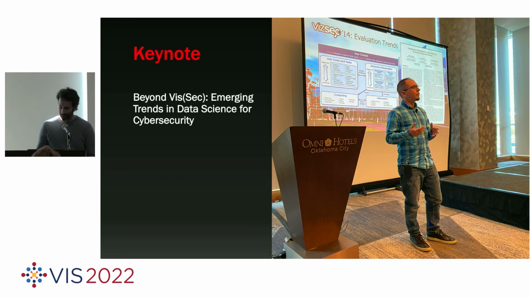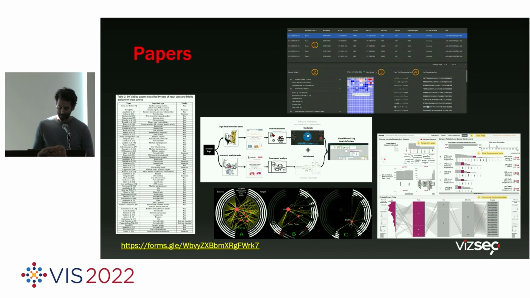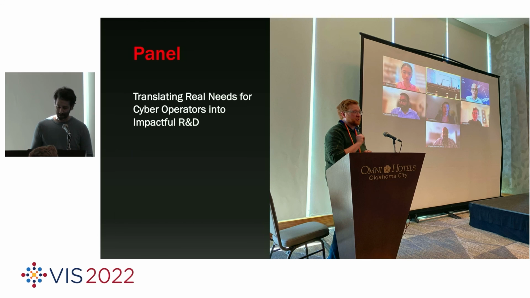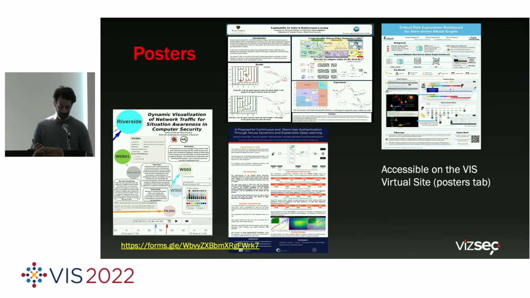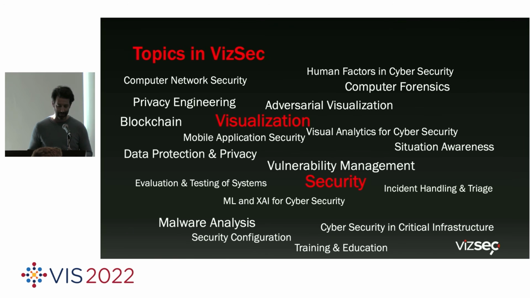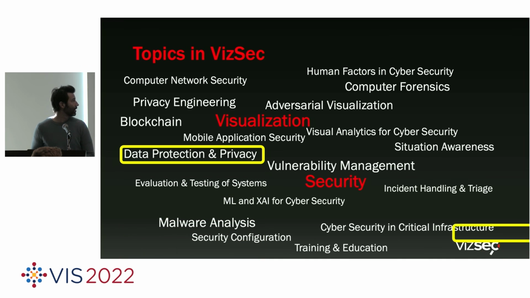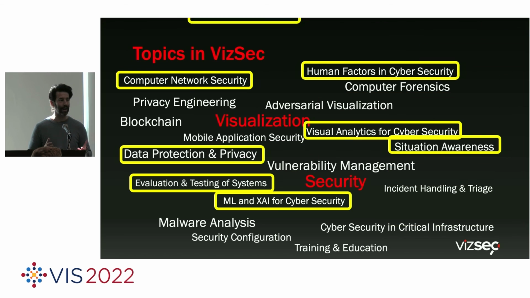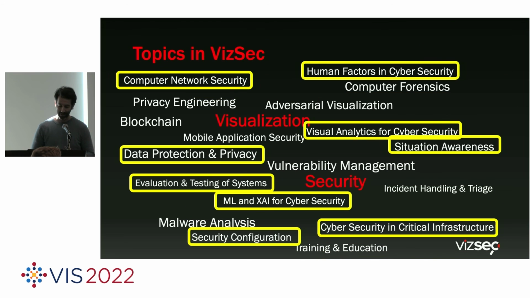Okay, so just a quick review, right? We had a nice keynote with Jordan this morning, our 5 papers, the panel that we just finished, and posters. So we had a pretty nice program this year. And if you think back, I showed this slide in the opening. We talked about the different topics that are available in VizSec. Lots of those topics got touched on today: XAI, data protection and privacy, situational awareness, human factors. So VizSec really is a big field. There's a lot of breadth in here. Hopefully next year we can fill up some of these ones that didn't get touched on.